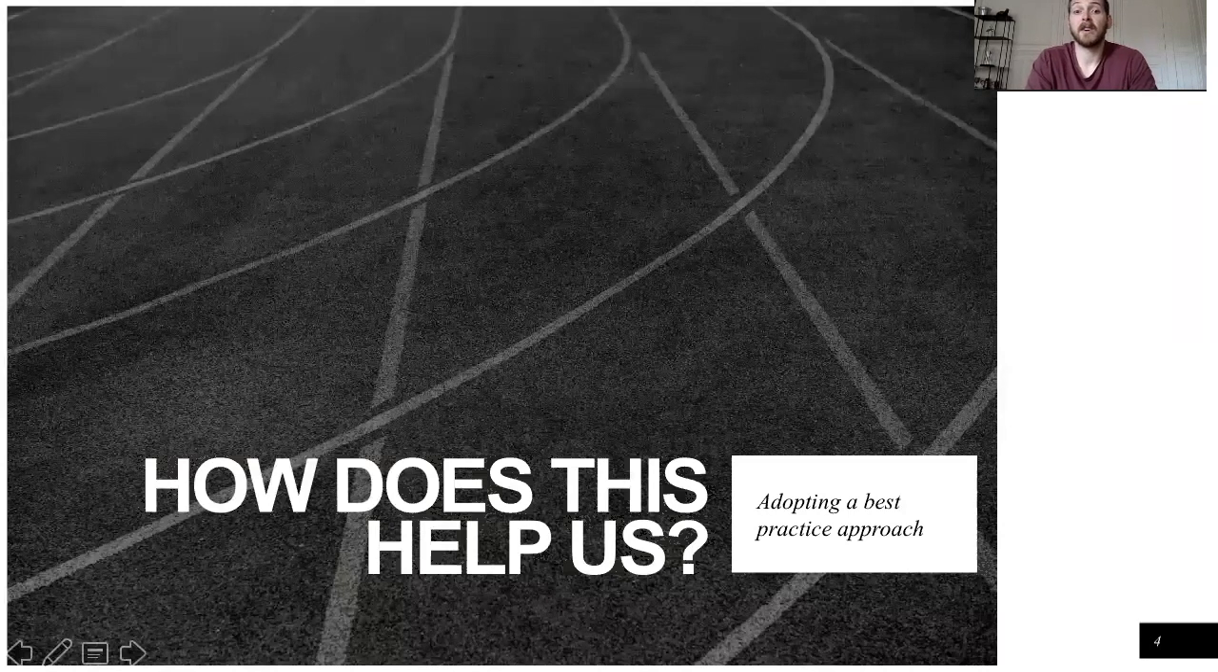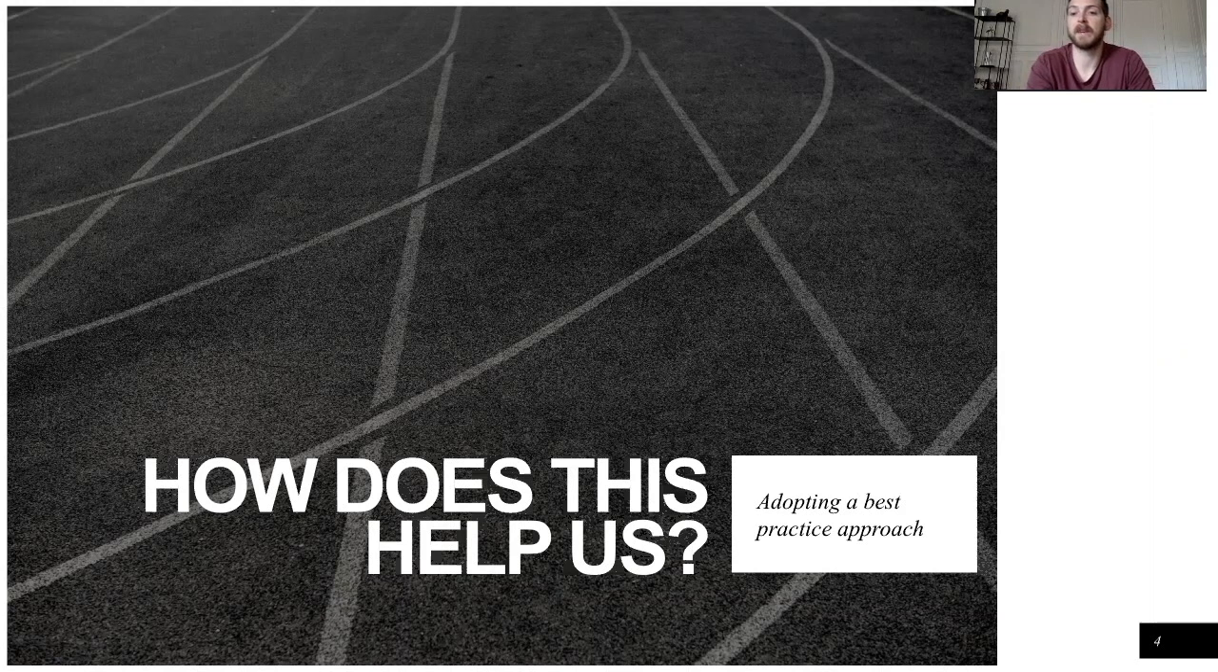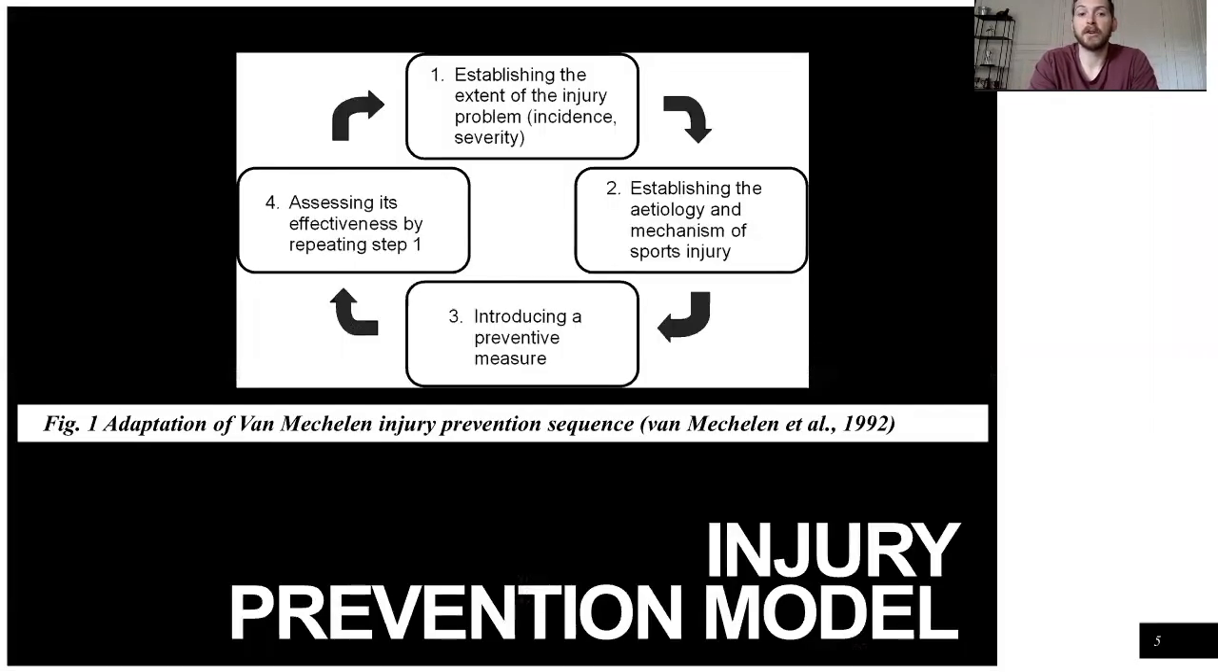Okay, so how do these findings help us? What are we going to do with these findings to adopt a best practice approach in terms of injury prevention? Using the Van Mechelen injury prevention cycle, we're looking at establishing the extent of the injury, then looking at the mechanisms of that injury, so why they occur, introducing the preventative measure, which is the key to this presentation, and then we will briefly look at how we assess the effectiveness of this.